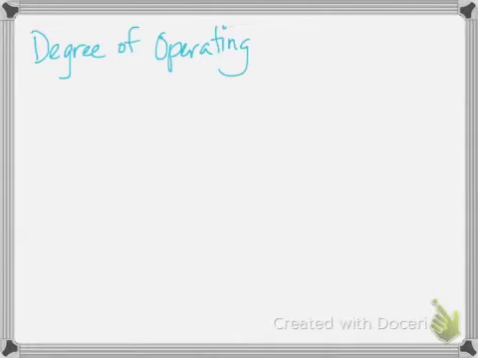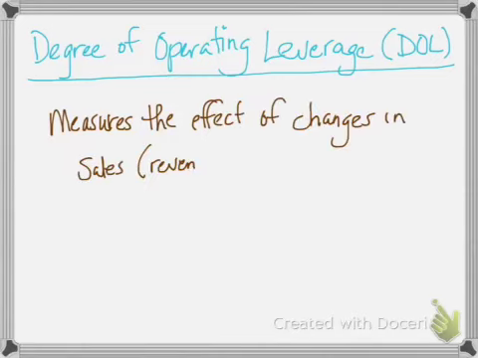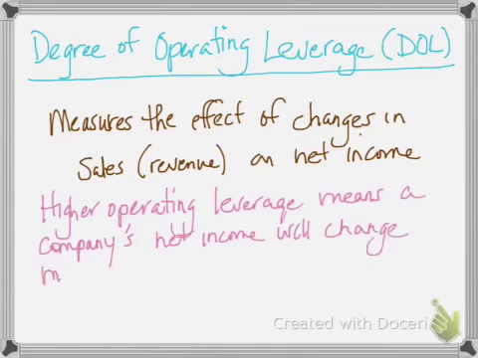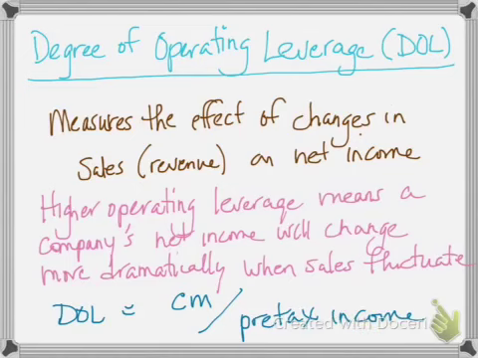The degree of operating leverage, that's the term your book uses, measures the effect of changes in sales, the changes in revenue, on net income. Companies with higher operating leverage are going to have more of a dramatic change in net income when sales fluctuate. And the computation is the contribution margin divided by the pre-tax or net income number.